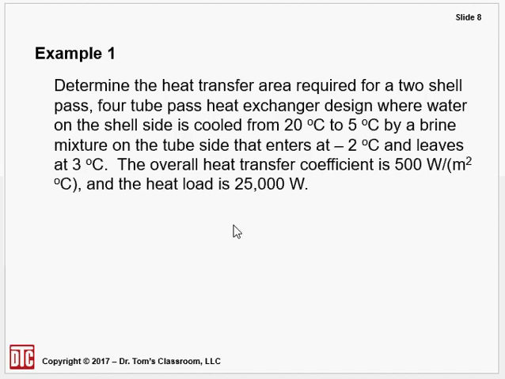The overall heat transfer coefficient is given to you as 500 watts per meter squared degree C. Again, these are just numbers people just use. And the heat load is given in this particular case as 25,000 watts, or it could have been given to you as 25 kilowatts. So either way, you may see that.